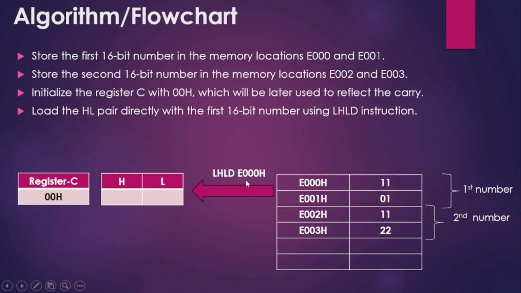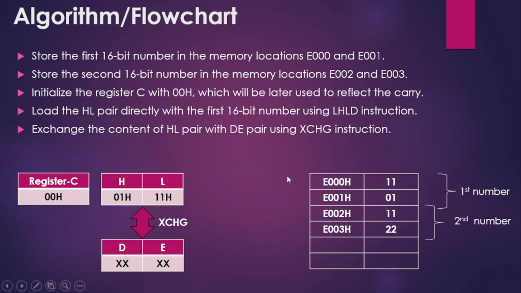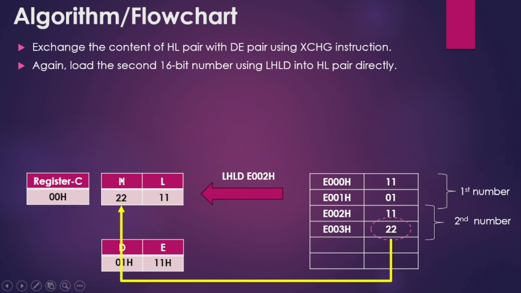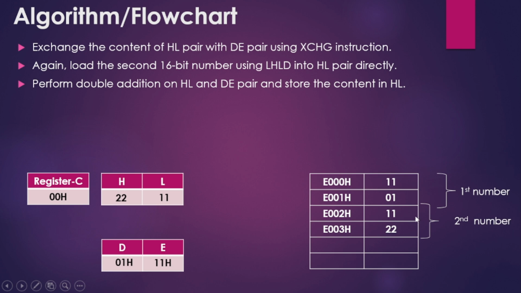Step 4. Load the HL pair directly with the first 16-bit number using the LHLD instruction. Step 5. Exchange the content of the HL pair with the DE pair using the XCHG instruction. Step 6. Again, load the second 16-bit number using LHLD into the HL pair directly. Step 7. Perform double addition on HL and DE pair and store the content in HL.